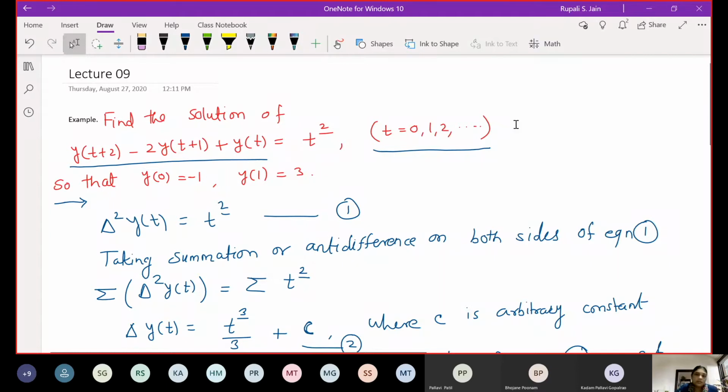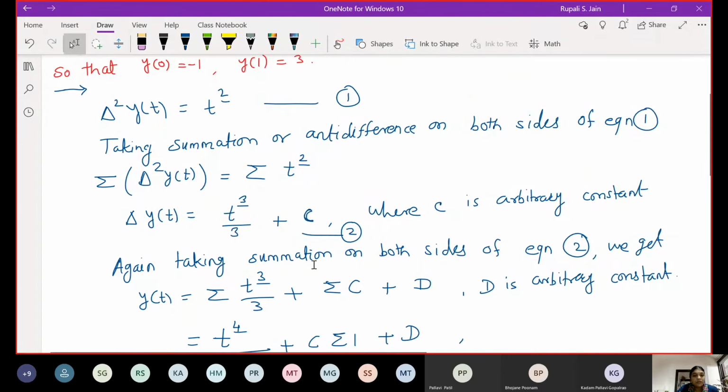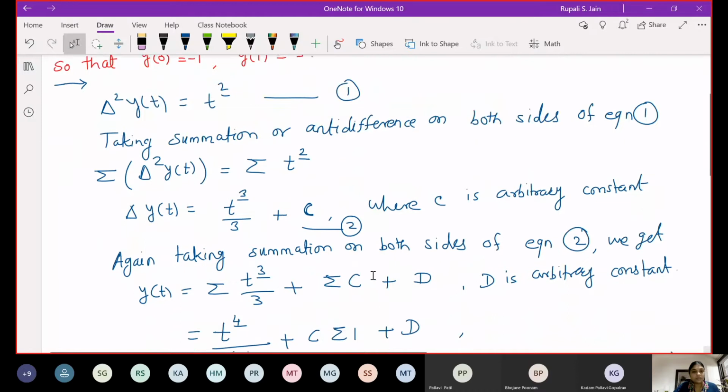Yes, ma'am. So if here my domain was reals, then we might have taken here C of t, where delta C of t will be 0 and so on. Since here now my domain of summation is integers, we have taken here just C, any arbitrary constant. Now we will solve another example.